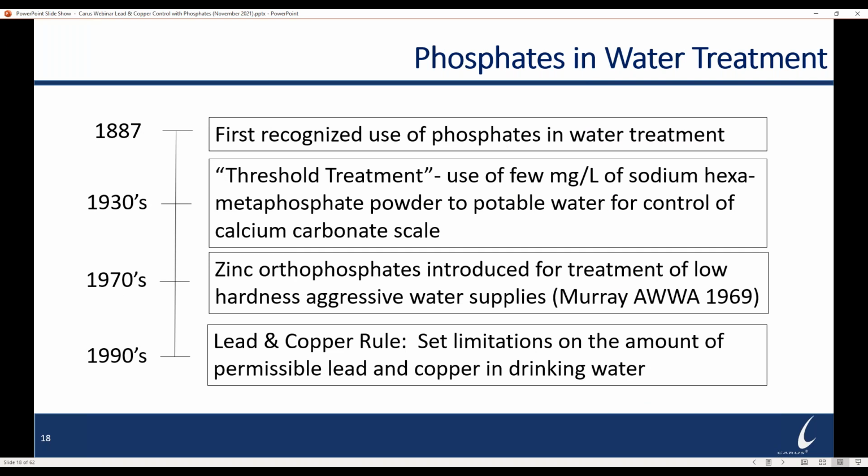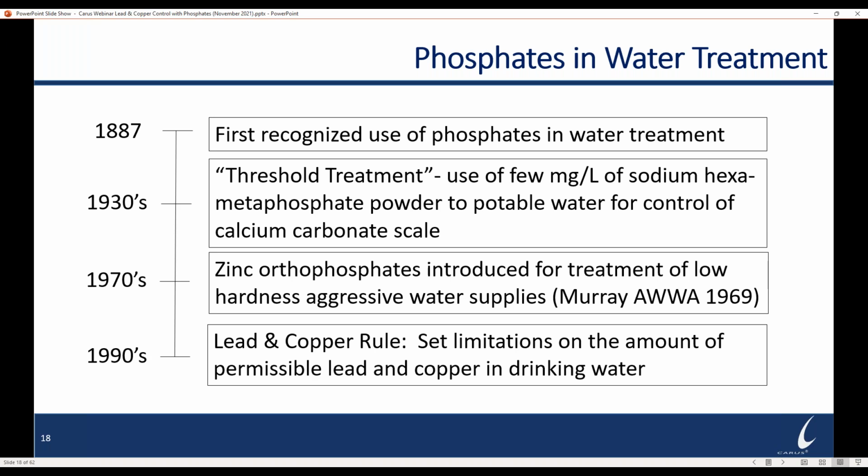Specifically, we're going to talk about phosphate products. Phosphates were first used in drinking water treatment all the way back in 1887. In the 1930s, sodium hexametaphosphate, SHMP for short, was used a lot for calcium carbonate scale control in industrial applications. Anywhere where you had a heat exchanger where you get a lot of calcium carbonate scale buildup, they'd use sodium hex to prevent that scaling so they could run the equipment longer.